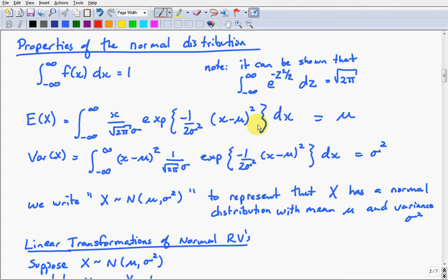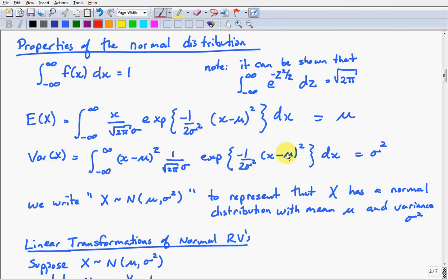Or e is getting raised to that power, I guess you'd say. Other than that, this is the same probability density function. If you do that integral, you find that the expected value of x is equal to mu. And you can do a similar integral for the variance of x, which would be the expected value of x minus mu squared. So that would be that times the probability density function, and that works out to be sigma squared.